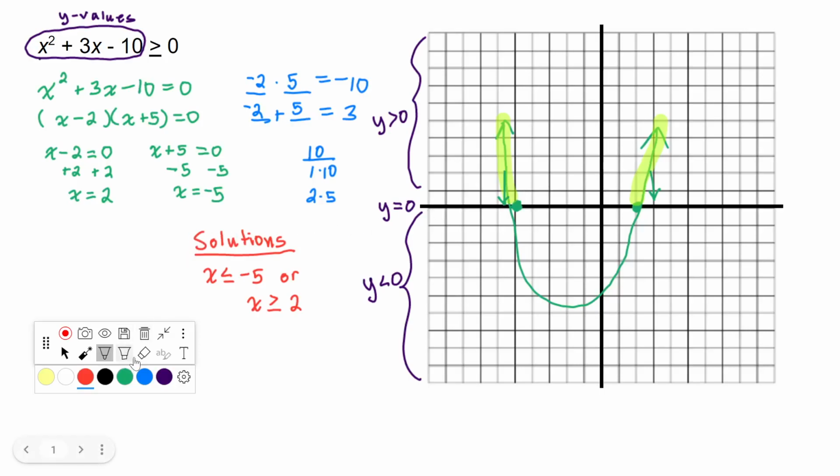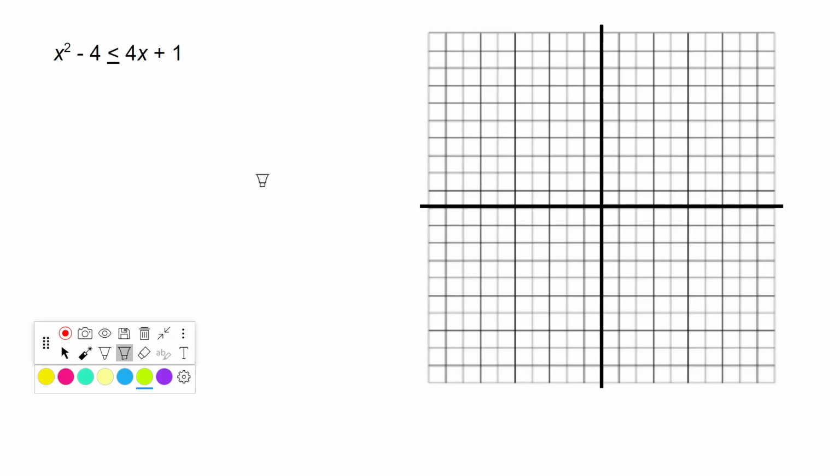That means that the y values that we want are going to be outside of those values. Let's take a look at another one. Here we have x squared minus 4 less than or equal to 4x plus 1.